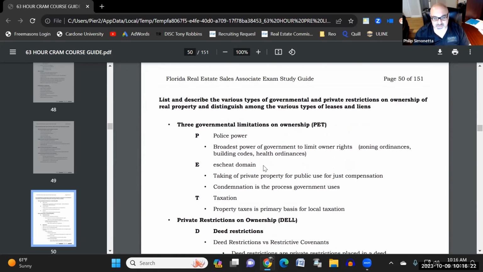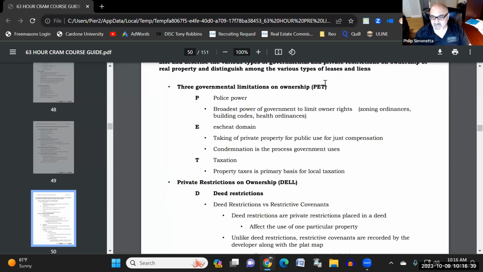Now, we need to list and describe the various types of government and private restrictions on ownership of real property and distinguish among the various types of leases and liens. Okay, so there are three governmental limitations on ownership of property. And the acronym is PET.